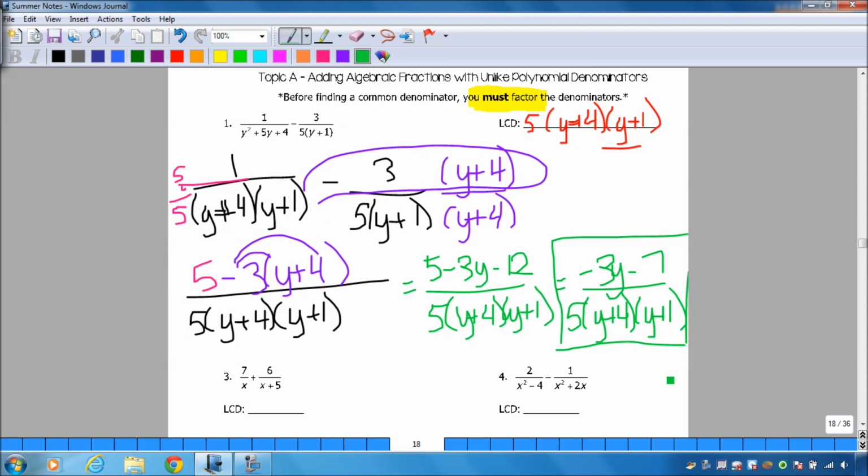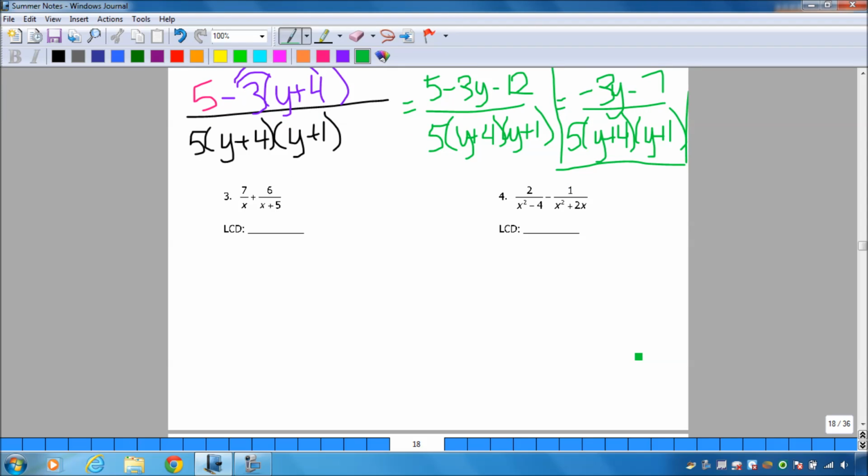Okay, so let's look at number 2 together. In number 2, the first thing you're going to try to do is see if you can factor your denominators. But your denominators are already as factored as they possibly can be. They're prime. I can't do anything else with them. So my LCD needs to make sure to include this x right here and this x plus 5 right here. So my LCD will just be x times x plus 5.